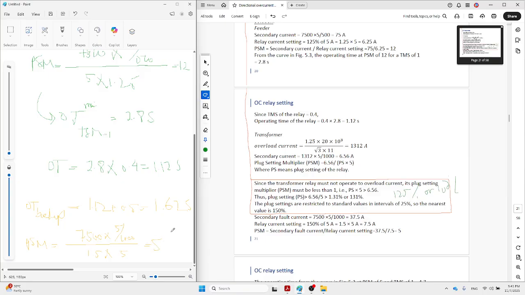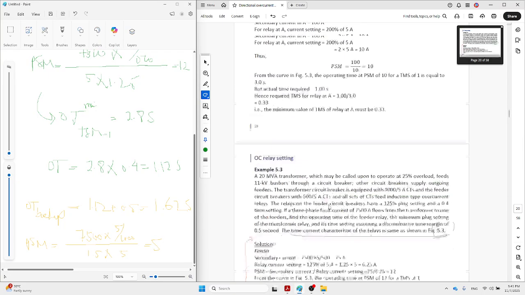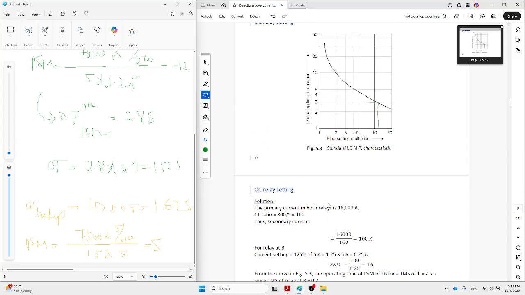It's 5. So again, using the graph, the graph is here. It's 5, something like 4 point something. So using the graph, the operating time of the backup relay is, assume, 4.8. It's not very accurate, but it's okay.